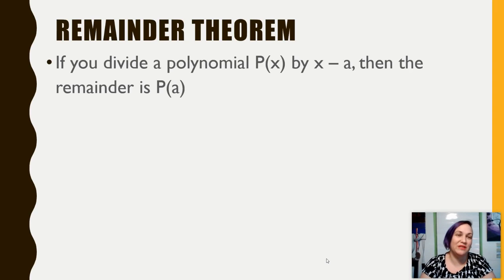The remainder theorem says if you divide a polynomial, and they gave it the name p of x, so that's the top of the fraction, by x minus a, then the remainder is p of a. If you divide a polynomial by a binomial, you can find the remainder by plugging a number into the polynomial. Now notice it's x minus a, and then the number that we're plugging in is just the regular number a.